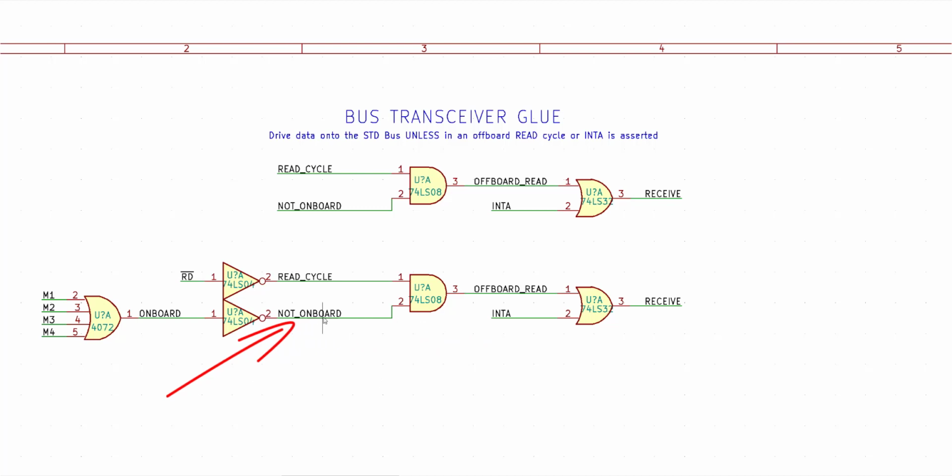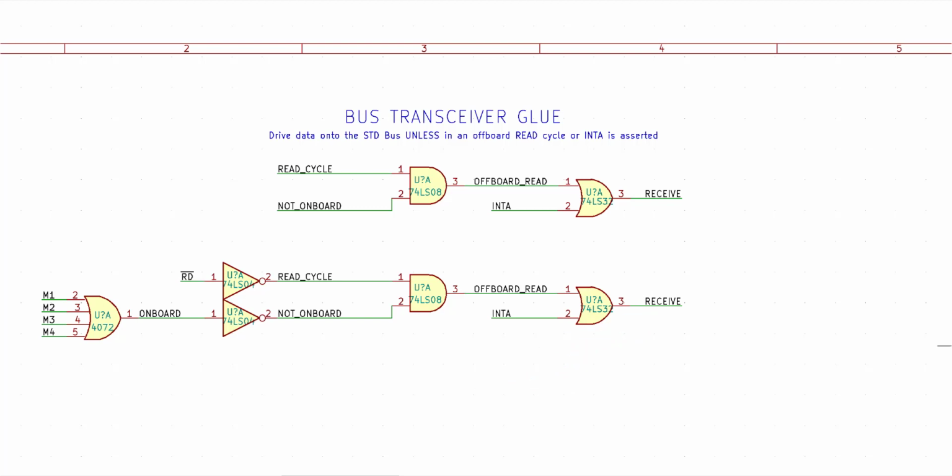Whatever not onboard is when the read cycle is asserted, or during the going low read strobe, it will let the not onboard go through this gate and into this OR gate. So receive follows this offboard signal. Now, if the interrupt acknowledge is asserted already, then the receive is already asserted, and so it will stay asserted, and there shouldn't be a glitch in that.